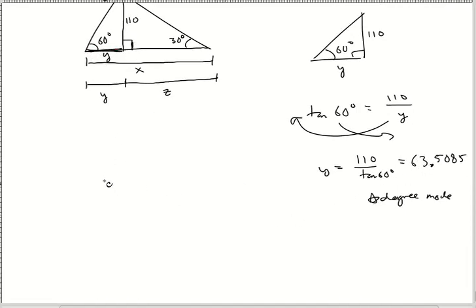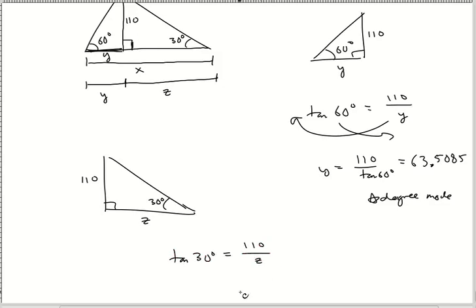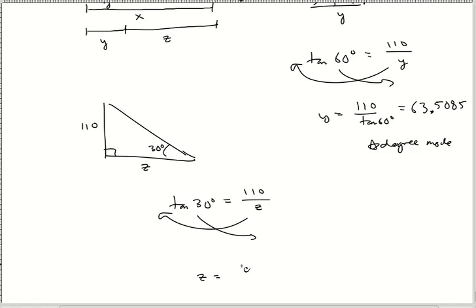Okay, well, what about the other triangle? What about this guy right here? See how I'm breaking it down into two different ones? So that's 30 degrees. This is z, and this is 110. Again, notice that I'm using an opposite and adjacent. Same as last time, tangent of 30 is equal to opposite over adjacent. Move these around. Z is equal to 110 over the tangent of 30. Definitely use a calculator here, and definitely still in degree mode.